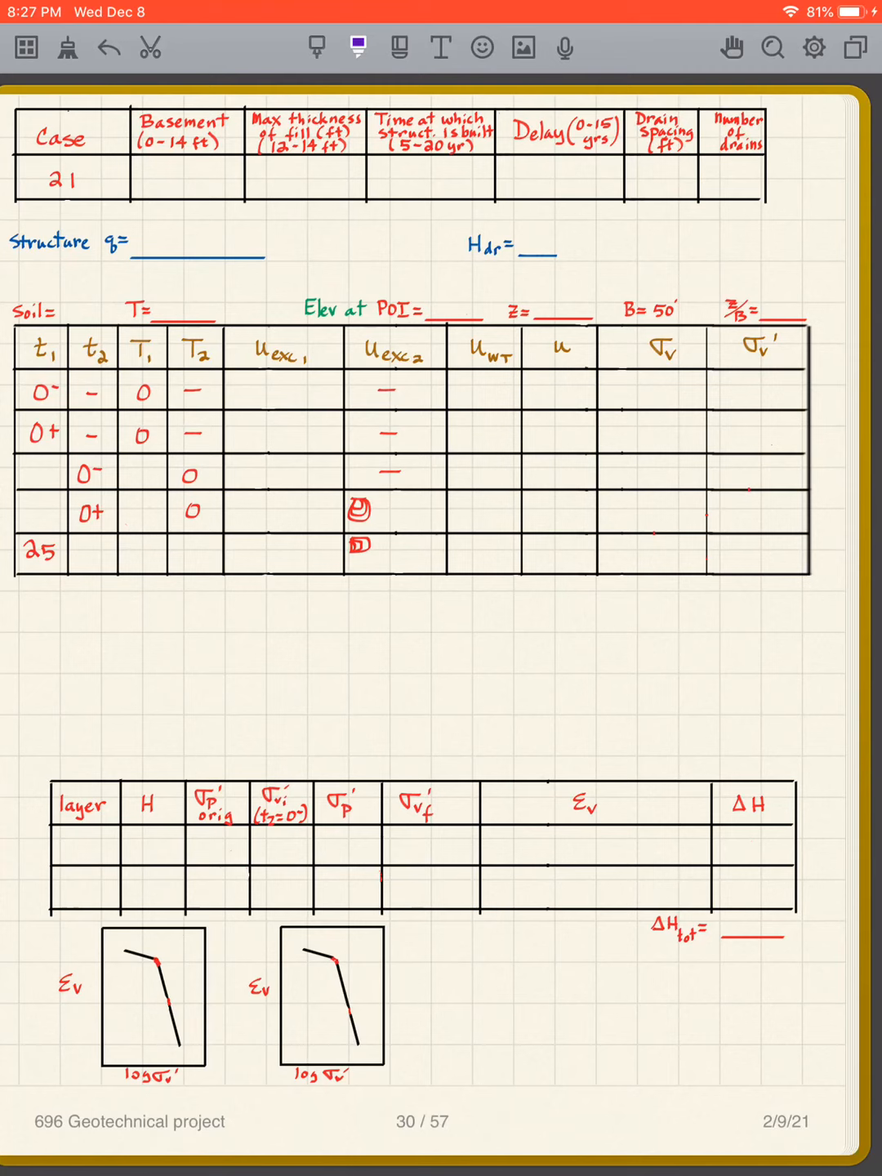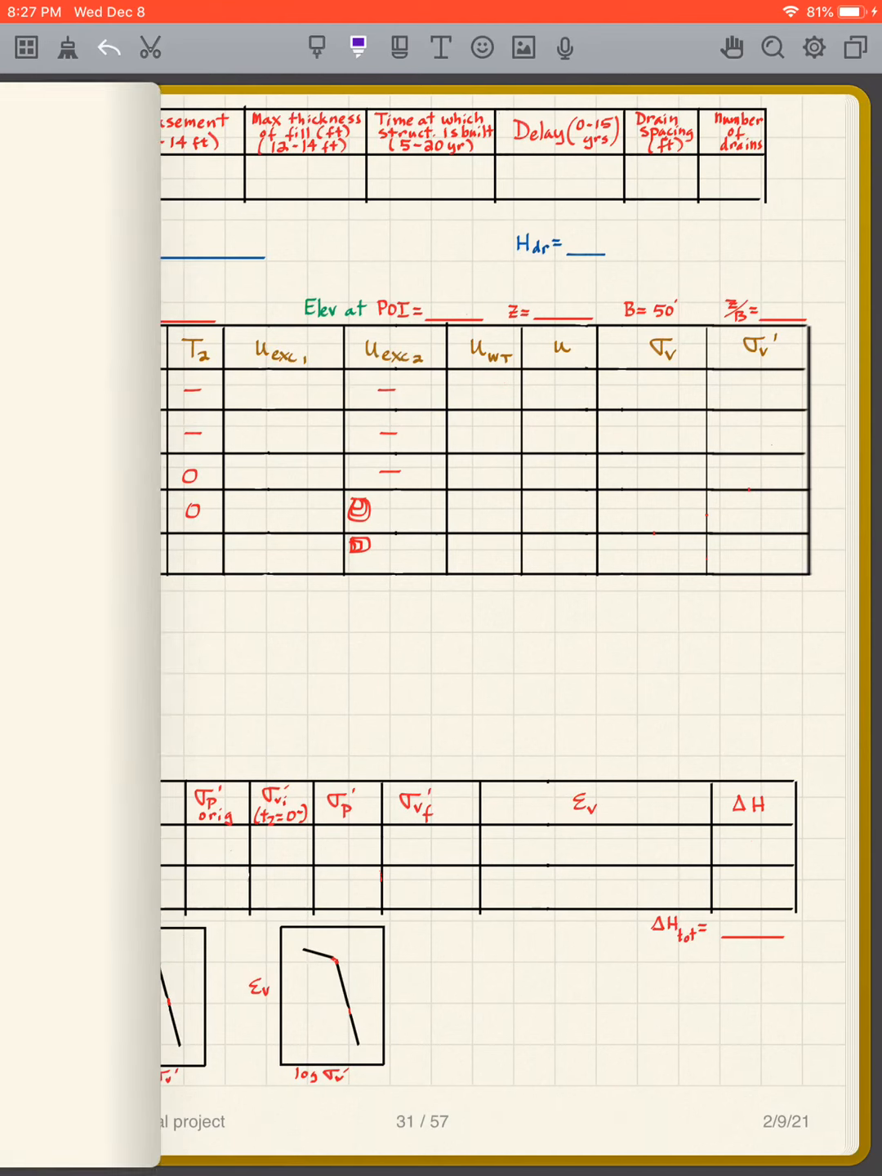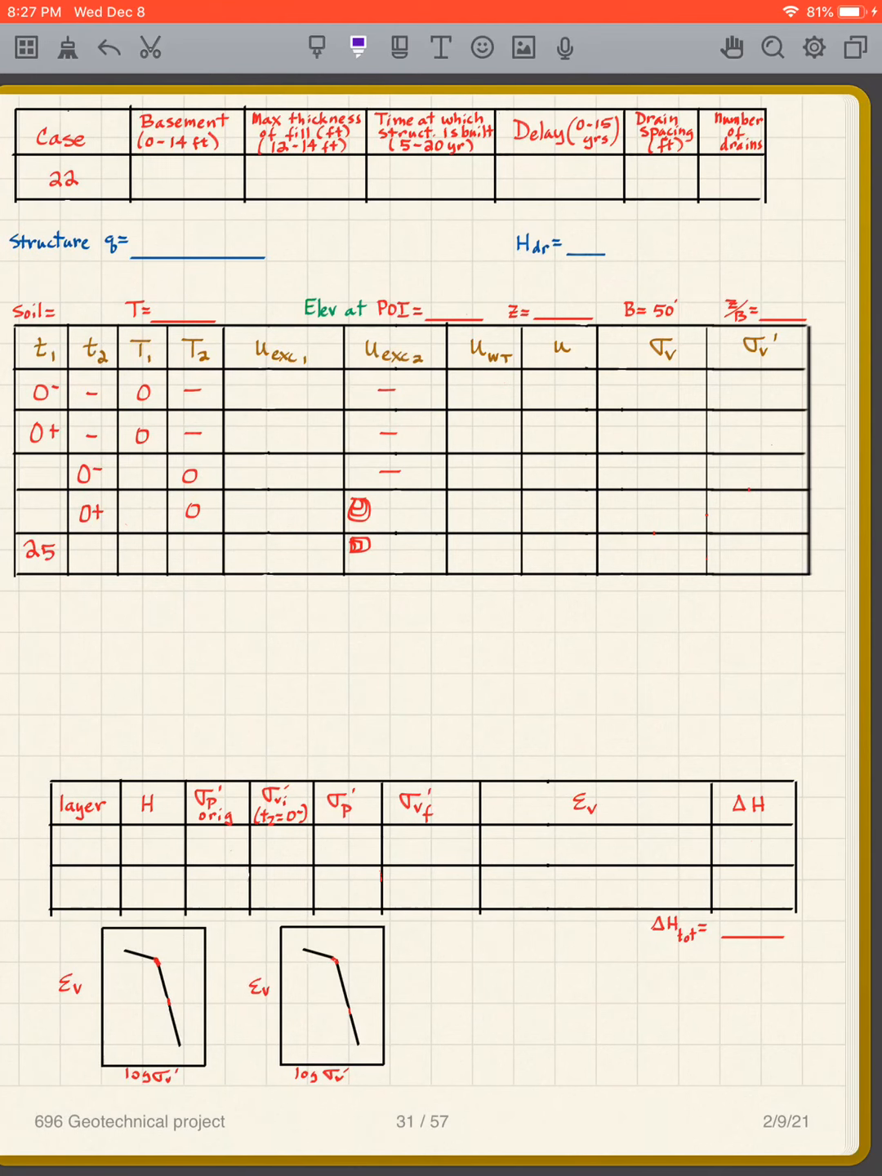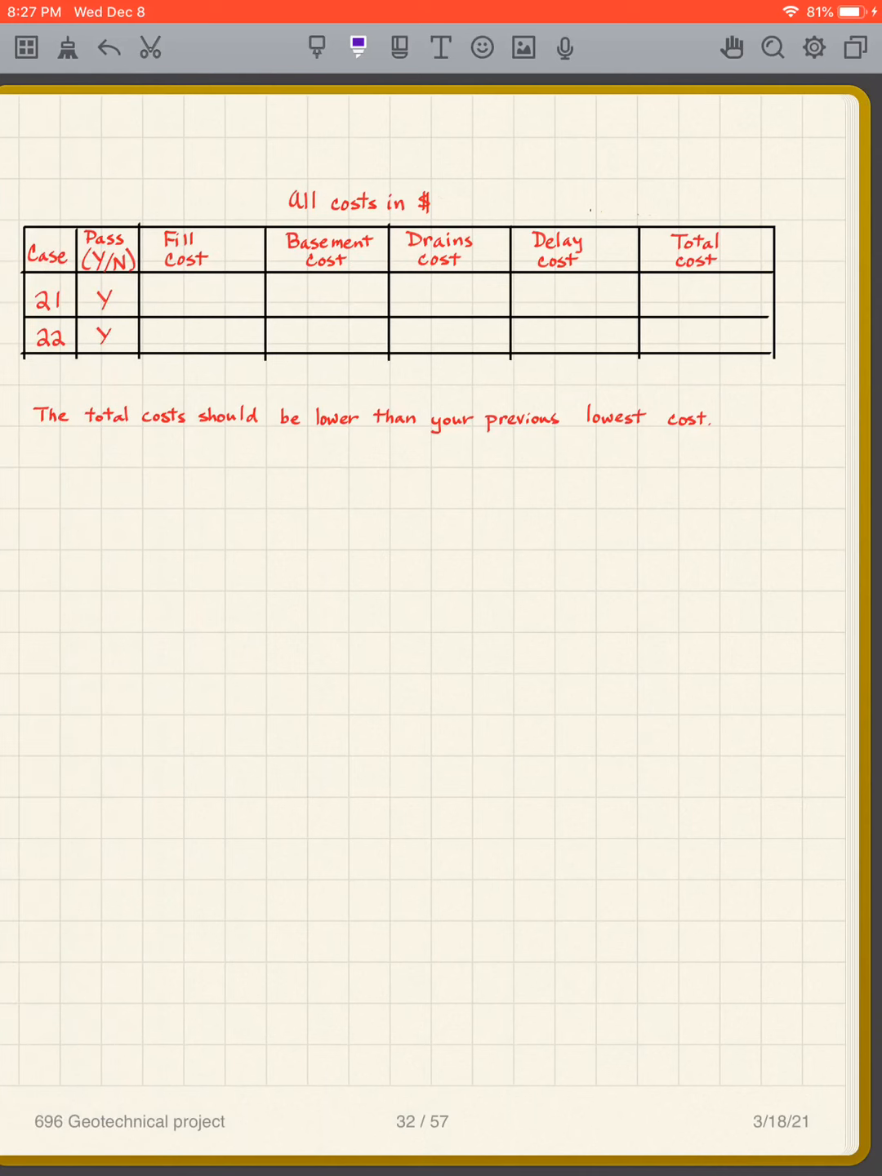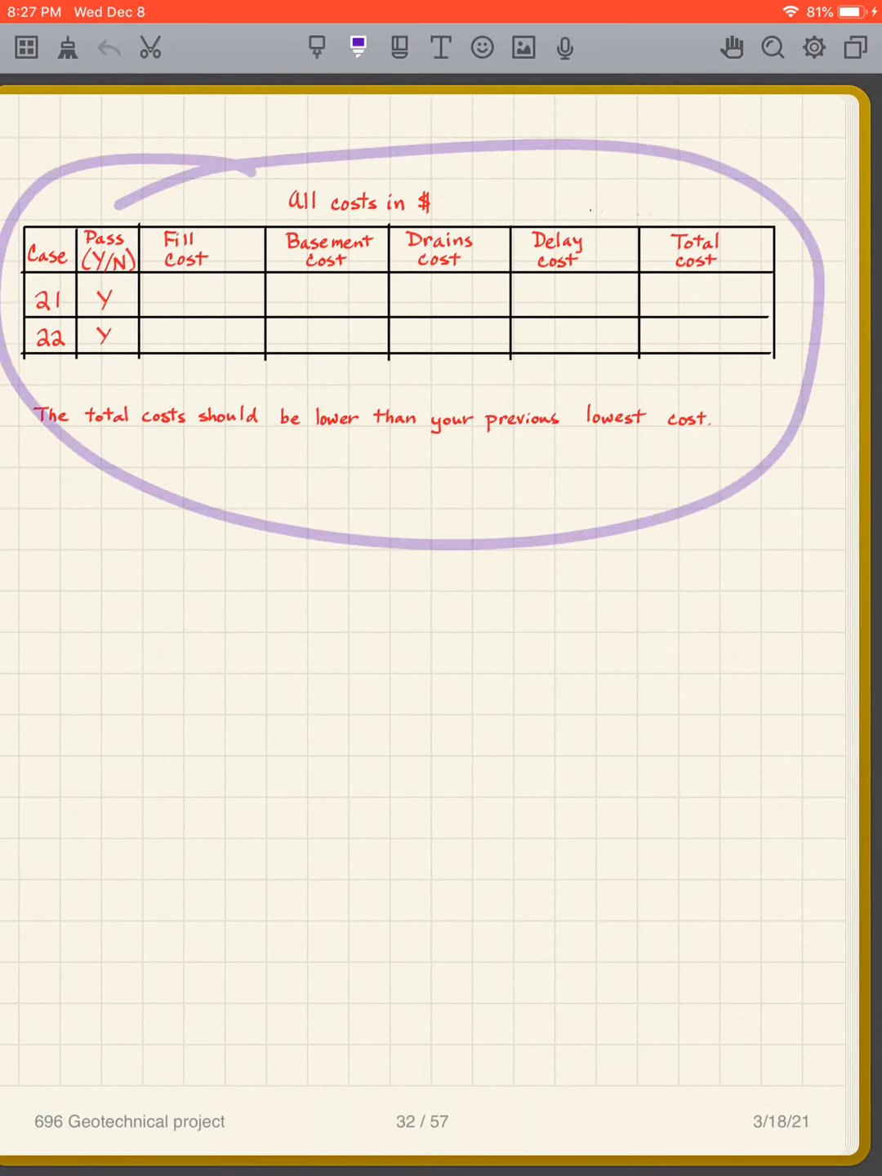Fill out this. This is case 21. Case 22, you fill out the same thing. And this is case 22. Like I say, then you're going to do your costs for cases 21 and 22.